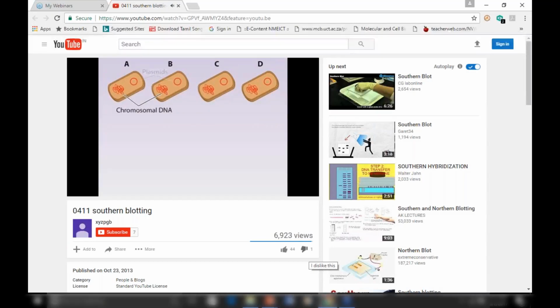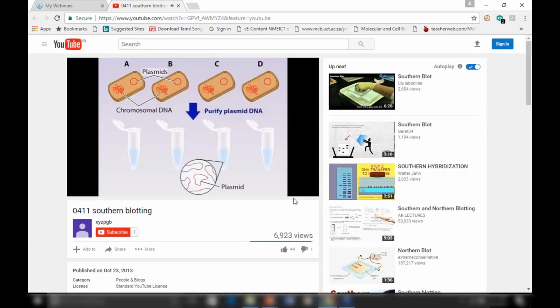Each contains plasmid DNA, but the plasmids in one isolate may not be the same as the plasmids in another isolate. We can purify the plasmid DNA from the isolates and use two procedures, gel electrophoresis and Southern blotting, to compare these plasmids.